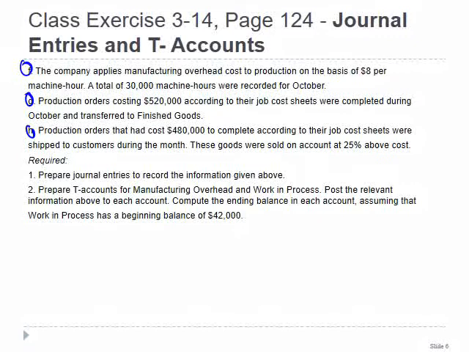So let me just read the entry: the company applies manufacturing overhead to production on the basis of 8 per machine hour. A total of 30,000 machine hours were recorded for October. So how much is the manufacturing overhead? It's 8 multiplied by 30,000. Answer would be 240,000, right?